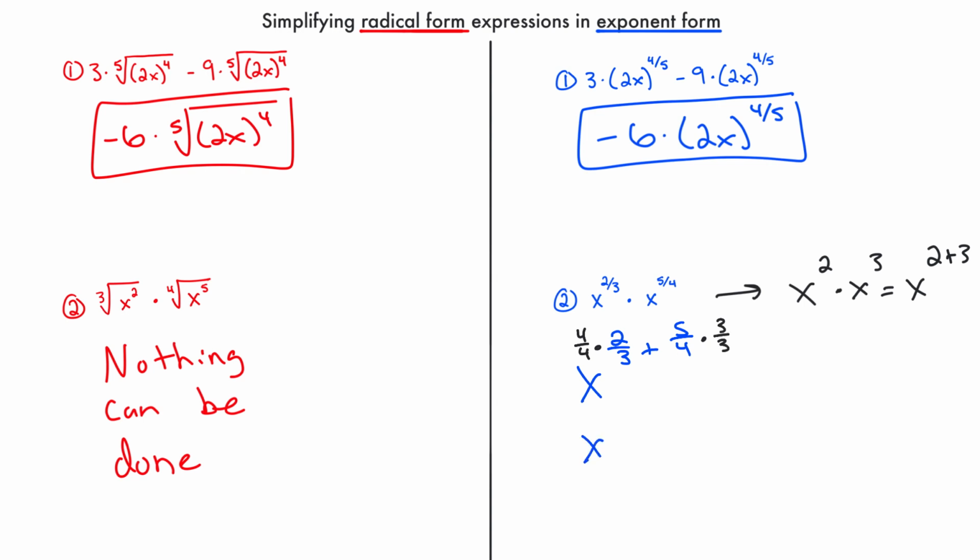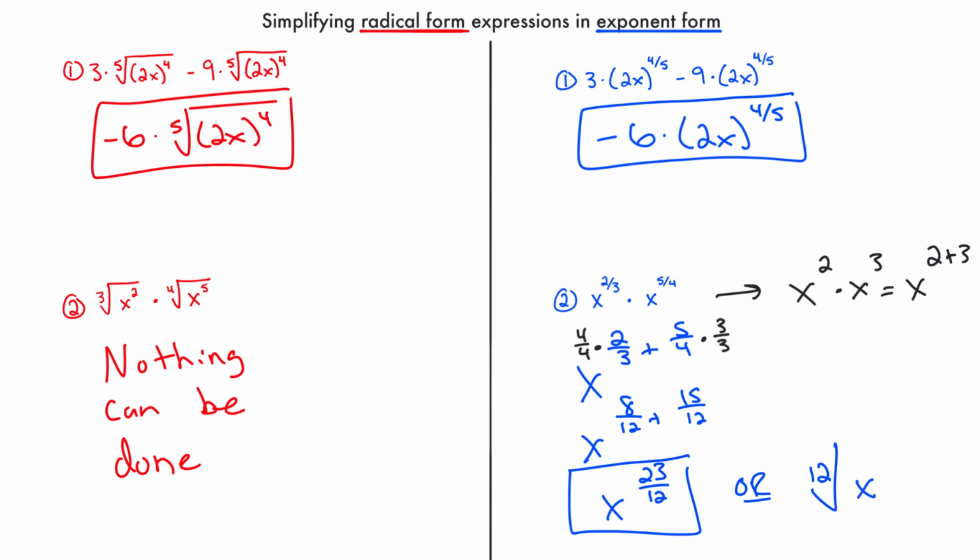And that'll leave me with x to the 8 over 12 plus 15 over 12, which is x to the 15 plus 8 is 23 over 12. And that would be my final answer. Or, if you so choose, you could write that as a radical, the 12th root of x to the 23rd power. And that is actually what this would have simplified into if you'd done some fancy manipulation involving radicals. You could combine them together into this.